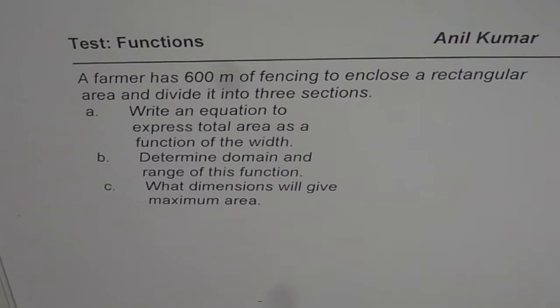The question here is, a farmer has 600 meters of fencing to enclose a rectangular area and divide it into 3 sections. Write an equation to express total area as a function of the width. Part B is, determine domain and range of this function, and part C is, what dimensions will give maximum area.